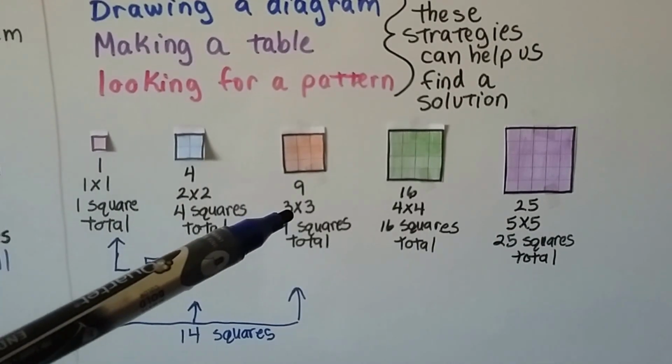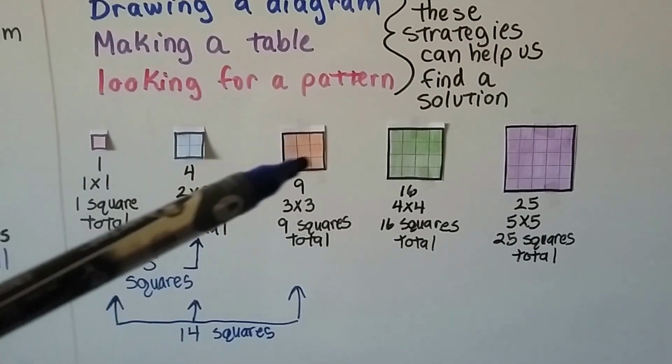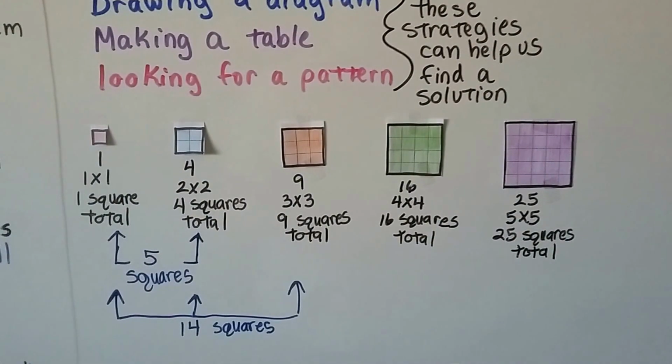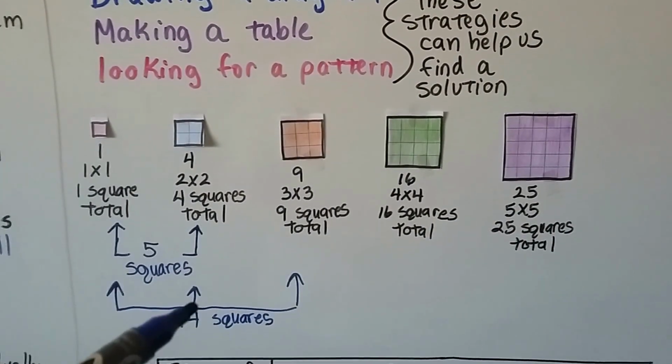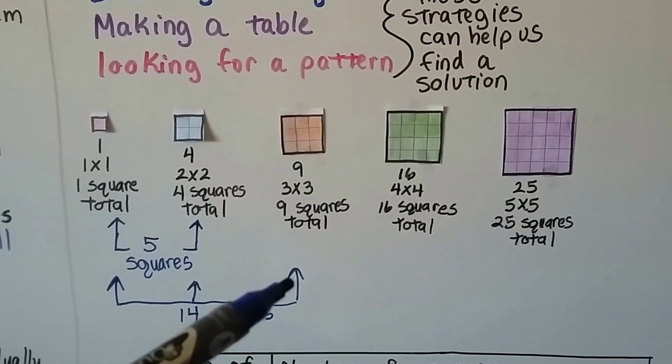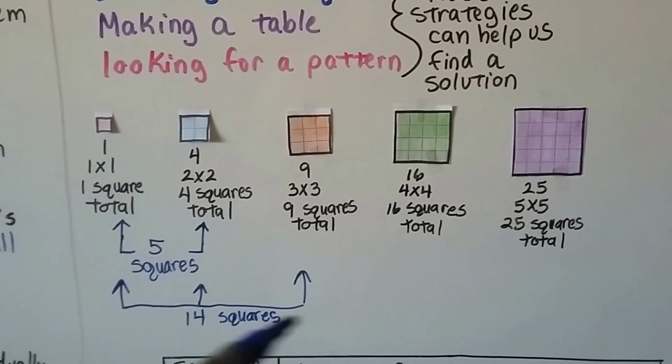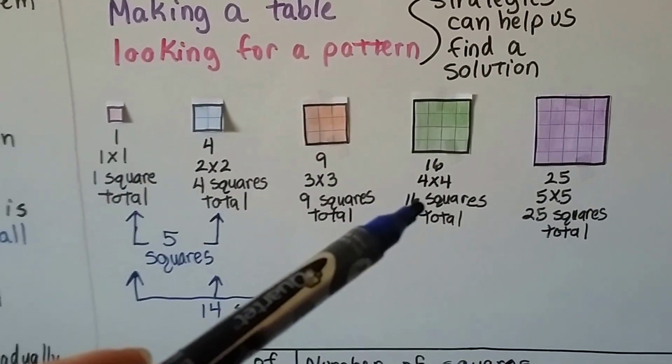Here's a 3 by 3. That's 9 squares inside of here. That's 9 squares total. If we add it with the 5, we'll have 14. And we can continue on. This one has 16. If we add it to the 14, we'll have 30.